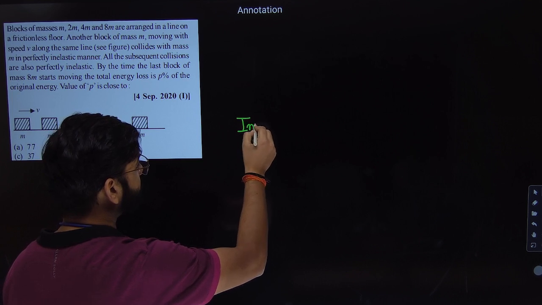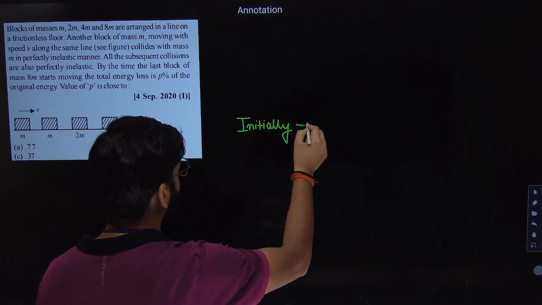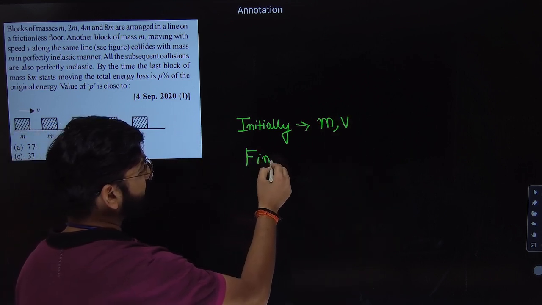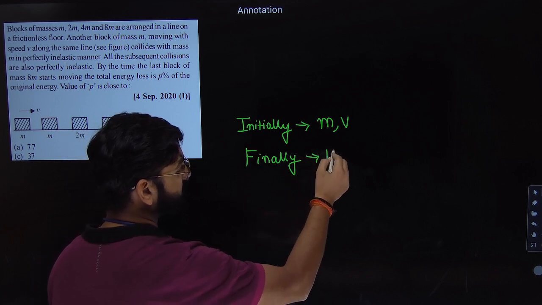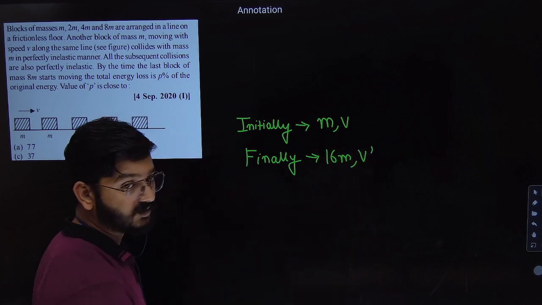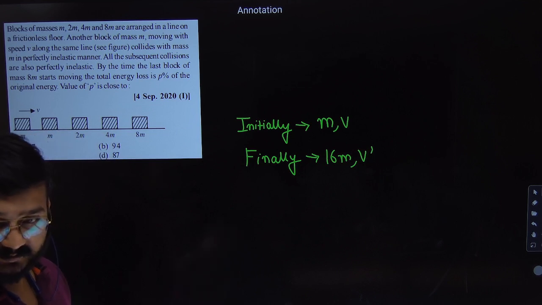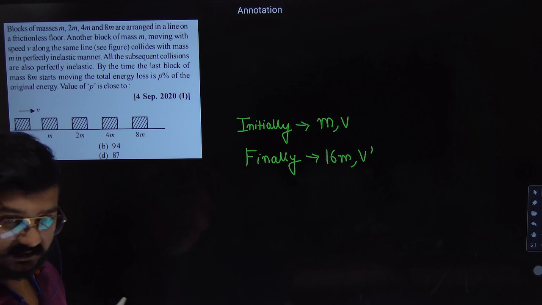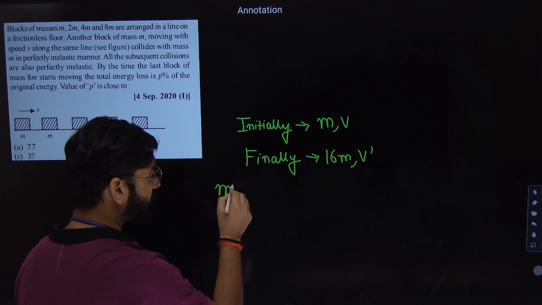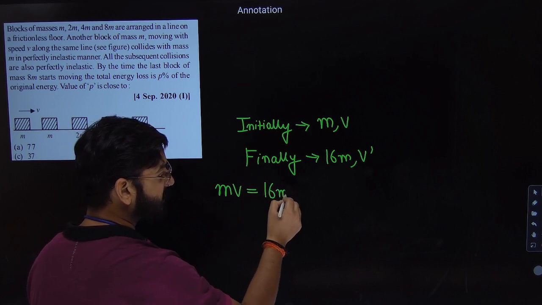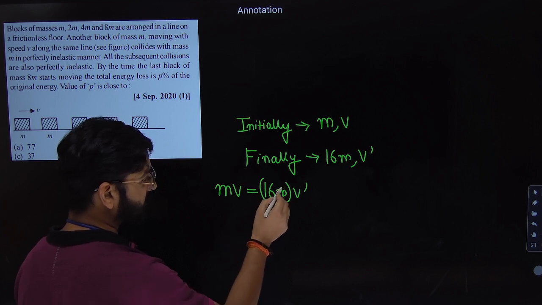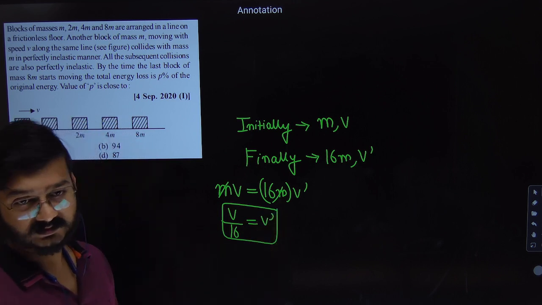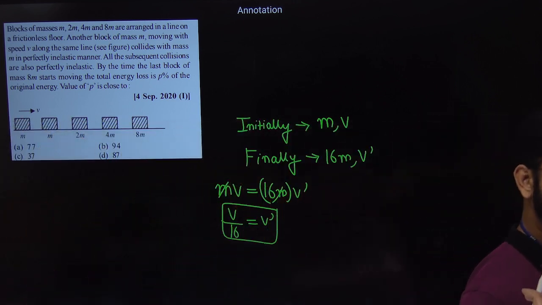So finally, what will we have? Initially, if you see, we have m moving with velocity v. And finally, what do we have? How much mass? 16m. With which velocity? I don't know. The collision is perfectly inelastic. Will linear momentum be conserved? Yes. Initial momentum is mv. Final momentum is 16m into v dash. So what is v dash equal to? v by 16.